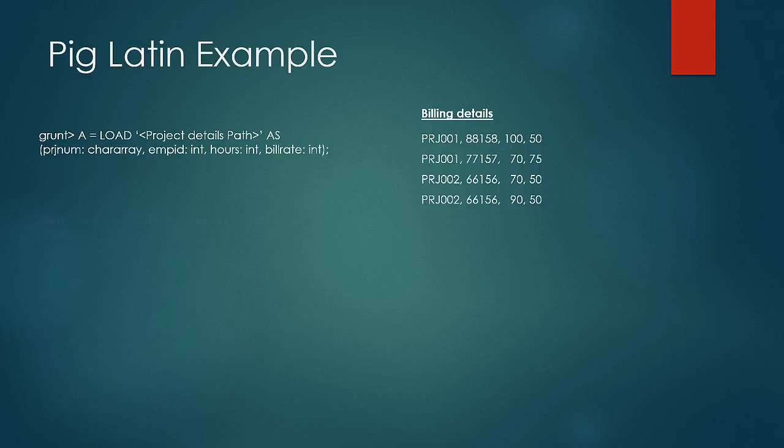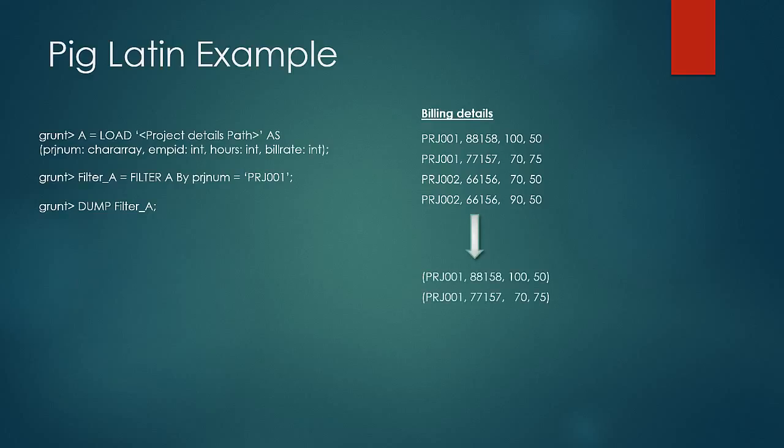Next, let us see the filter command. In filter, we can specify a condition based on which the complete dataset would be scanned, and the records that pass the condition would be taken out for the result dataset. The resultant dataset can be seen through a dump command. For example, filter A by prj_num equal to prj001 results in records with prj_num as prj001. The result of any command is termed a relation, every record is termed a tuple, and every variable is technically termed an alias. So filter A is termed an alias of the resultant relation.